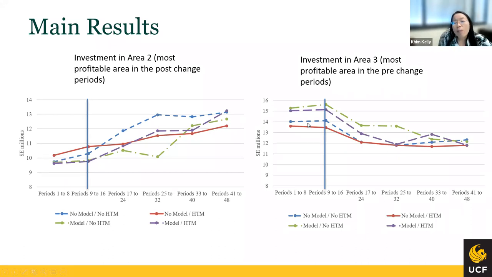Then what about post-change? What happens when the environment changes? We notice that overall, people are decreasing their investment in area three, and overall, post-change, people are increasing their investment in area two. So people are not dumb, they're not stupid. They get it that area three should be coming down, and they eventually get it that area two is more important.